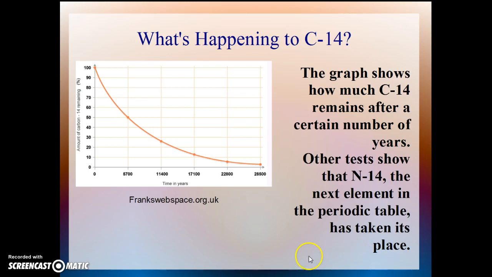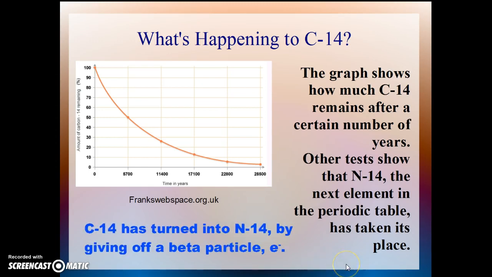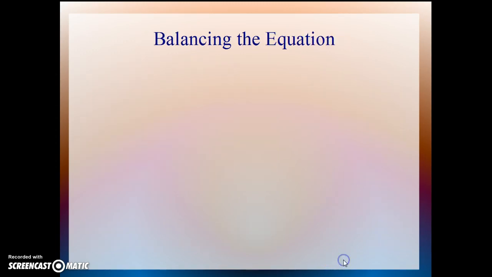Other tests show that nitrogen-14, which is the next element in the periodic table, it has one more proton, has taken the place of the carbon-14. Carbon-14 then has turned into nitrogen-14 by giving off a beta particle, that is, by losing an electron.